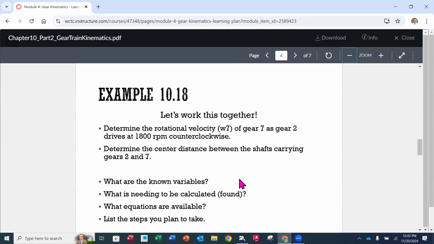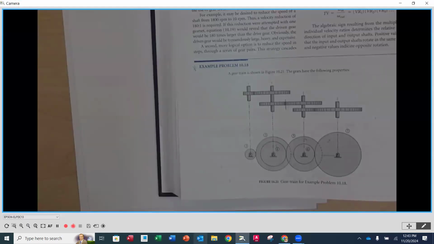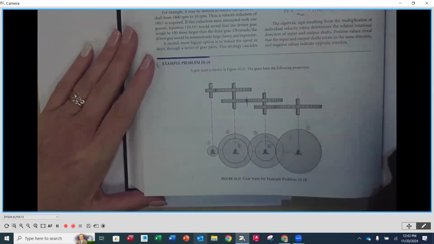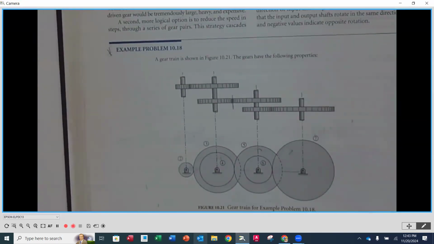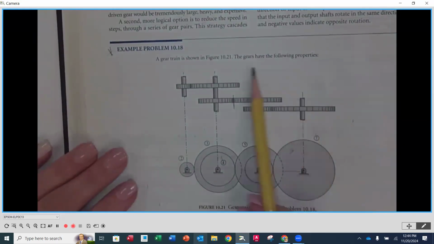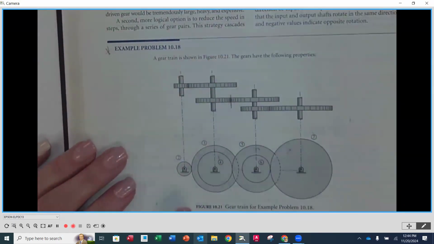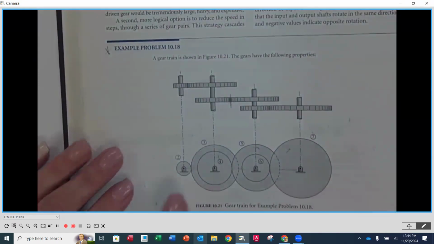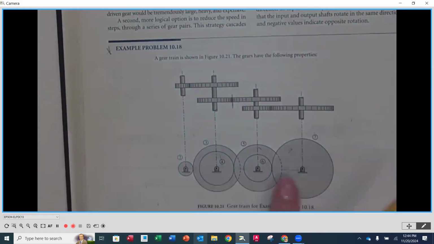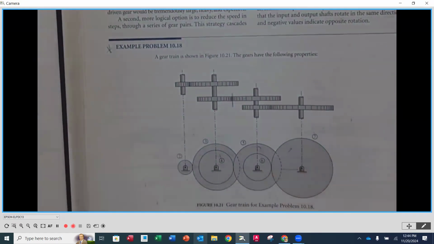So let's look at an example of what we're talking about here. The example we're going to look at is on the bottom of page 288, and this is example 10-18. As we look at this example, this is a top view directly above, if we would look straight down on what we see in our front view here, where we see the circles. So the gears, as we see them here.